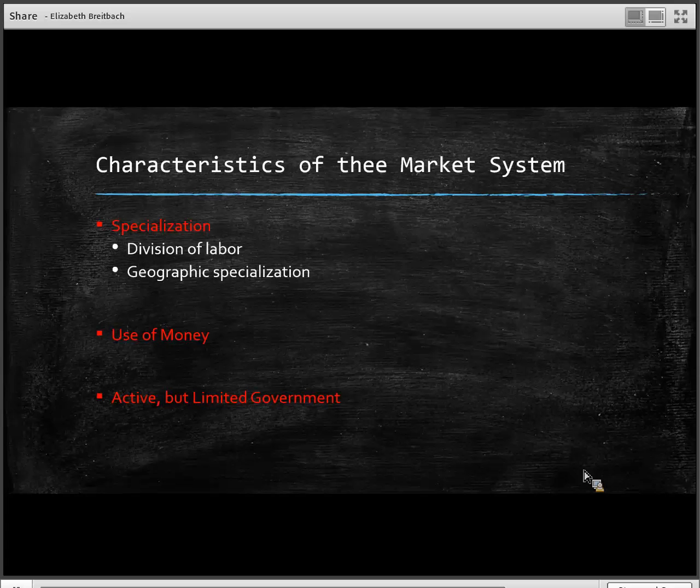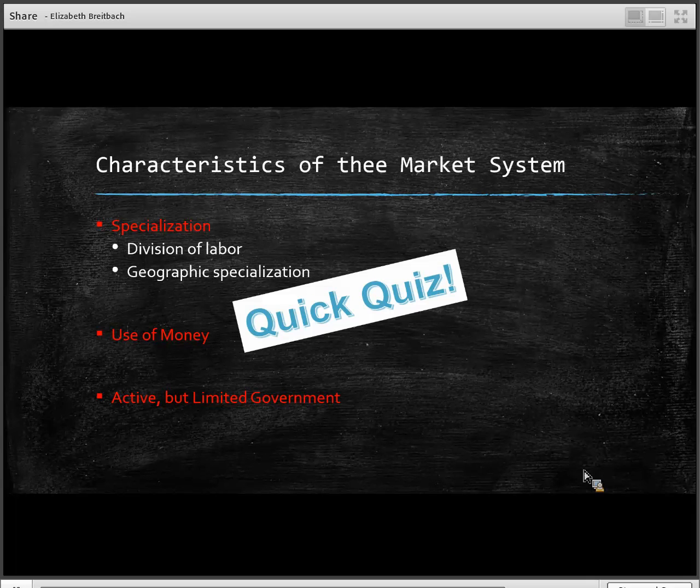But we're going to have an active role in making sure we don't have market failures, but that's what we're limited to. We're not going to see the government entering into any sort of decision that has to do with something where there's not a government failure or a market failure. All right, so a quick quiz going over those characteristics.